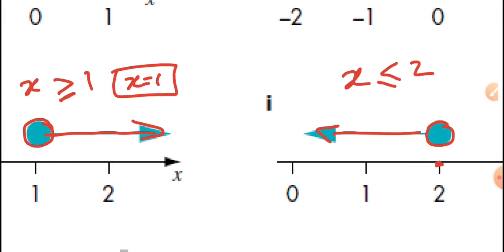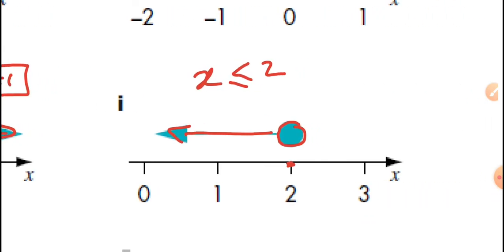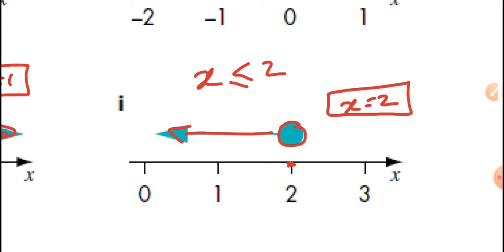So what's the biggest number x can be? Well, x can be 2. So the biggest integer x can be is equal to 2.